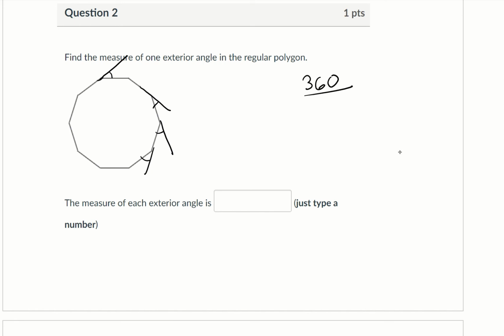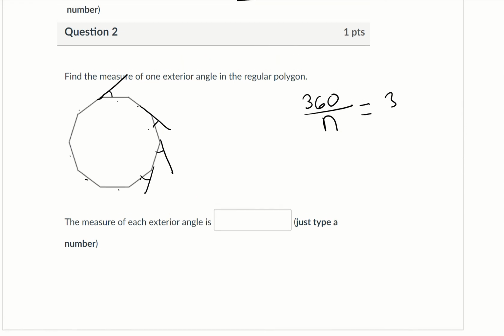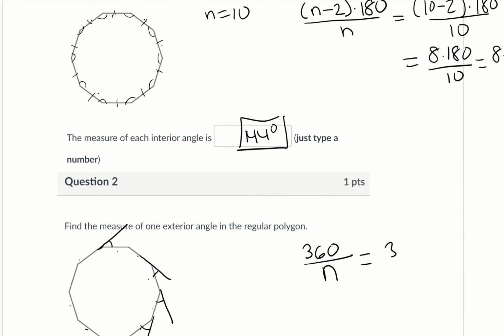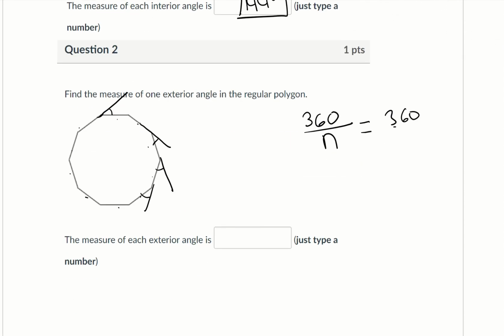And if we take 360 divided by the number of sides, that'll give us the measure of each of these exterior angles. And we know here we have 1, 2, 3, 4, 5, 6, 7, 8, 9, 10. Again, we have what looks to be a decagon, just like it was here. So we can take 360 divided by 10 and we get 36 degrees.